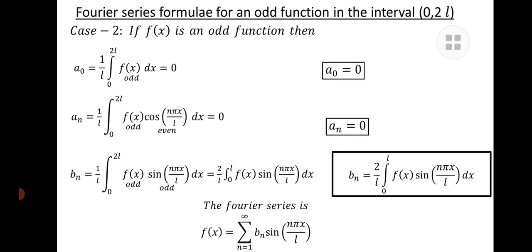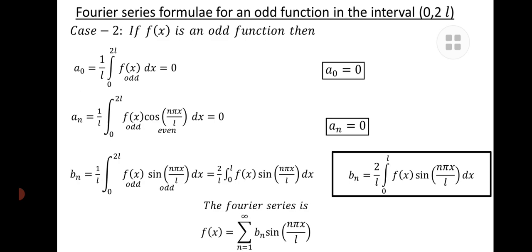In the second case, f of x is odd. If the function is odd, then what is the Fourier series and what are the Fourier coefficient terms? a0 is equal to 1 divided by L integral 0 to 2L f of x dx, and this is equal to 0 because the function is odd. an is equal to 1 divided by L integral 0 to 2L f of x cos n pi x divided by L dx. Here f of x is odd and cos is even, so the product of an even and odd function is odd, and directly we can say that it is equal to 0 by the property of even and odd functions.